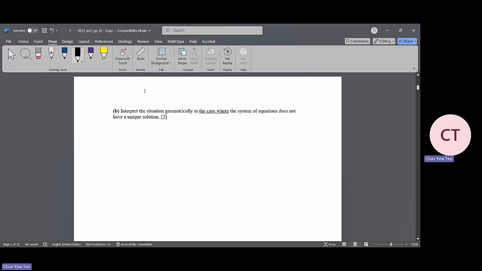Interpret the situation geometrically in the case where the system of equations does not have a unique solution. If it does not have a unique solution, that means your determinant must be 0, so your k must be equal to 2. When k is equal to 2, your system of equations will look like this. Let me copy down the system of equations, where k has become 2.